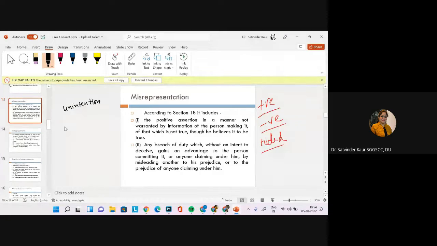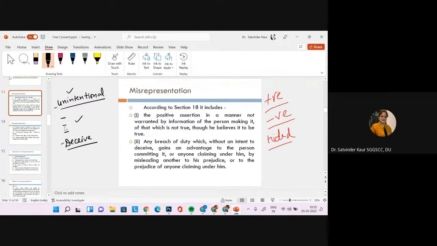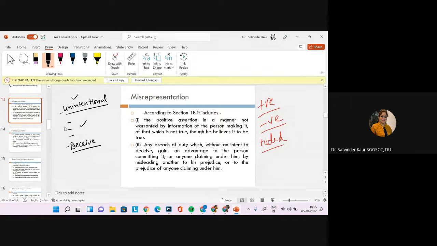So when we talk about unintentional, unintentional means either you are making a statement of fact, or concealment of some fact is there, or there is breach of duty. In all these circumstances, there is no intention of the party to deceive the other party, right? So it has been made, that's perfectly all right, that the wrong statement has been made, or any hiding or facts have not been disclosed, or any breach of duty was there.